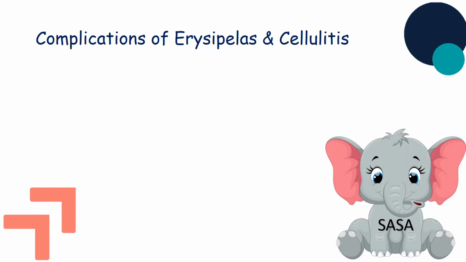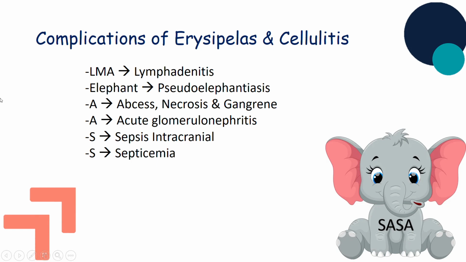Now, let's move to the final part in our lecture, which is the complications of erysipelas and cellulitis. The complications of erysipelas and cellulitis, we will know them when we meet the elephant SASA. This is our elephant SASA. When we meet the elephant SASA, meet reminds us of lymphadenitis, and elephant is for a common complication which is pseudoelephantiasis, and SASA, double S double A. A stands for abscess, necrosis, and gangrene, and another A stands for acute glomerulonephritis. The last double S for sepsis, especially intracranial sepsis, and the last S for septicemia in general. So this is also another memory aid to remind you of the complications of erysipelas and cellulitis.